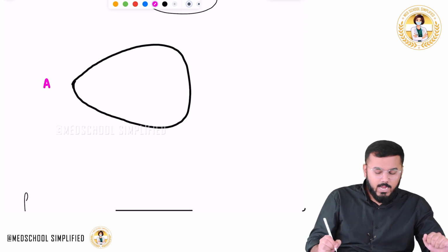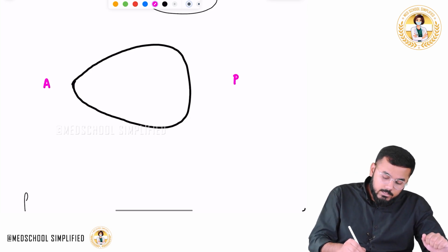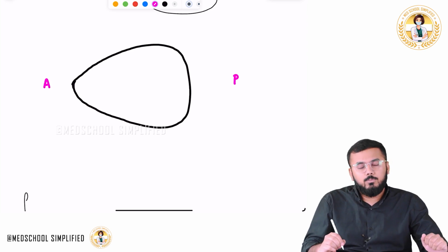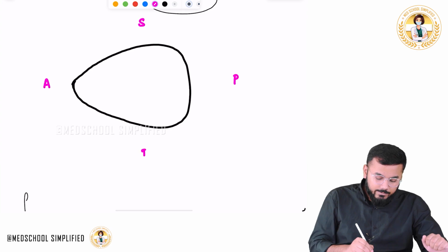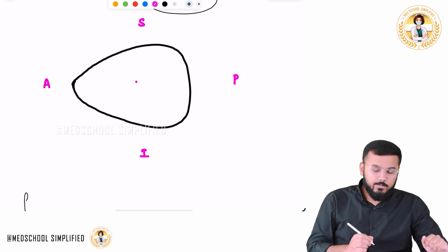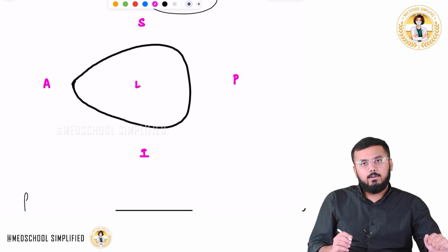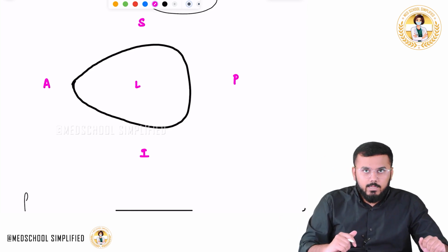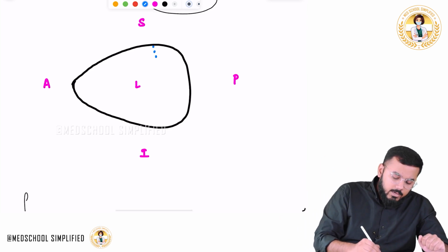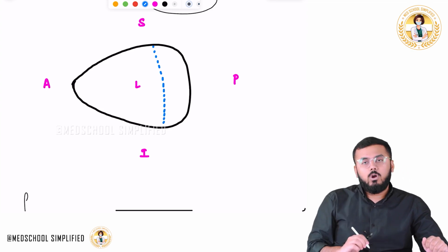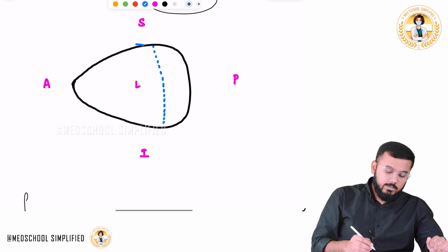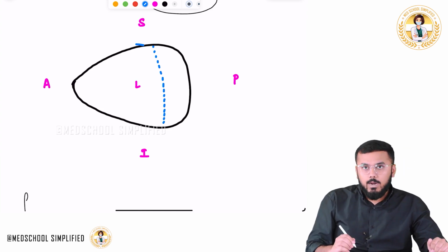This is called the anterior end of the thalamus. This is called the posterior end, or the posterior surface of the thalamus. This is the superior surface, and this is the inferior surface of the thalamus. This surface is called lateral, and on the other side you have the medial surface, right? If I draw a dotted line all the way like this, this dotted line divides the thalamus into the large anterior part.